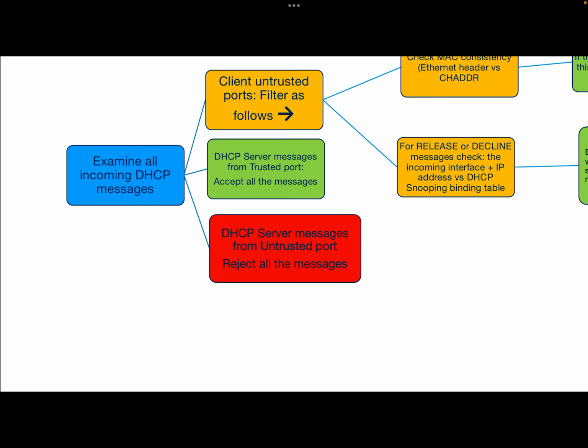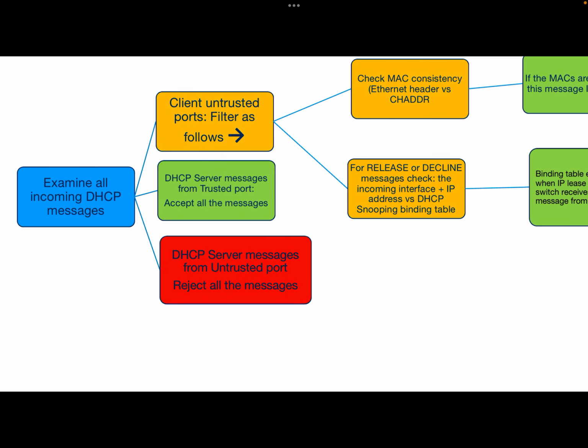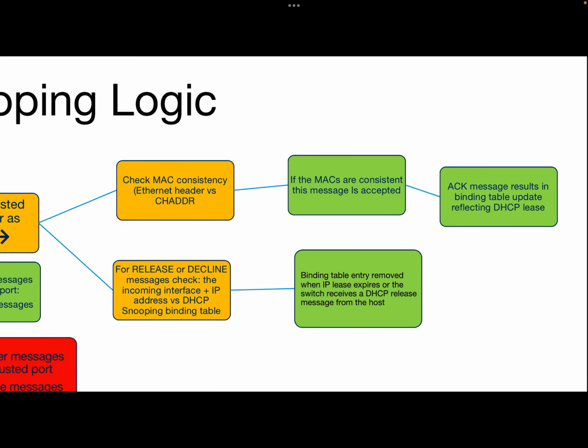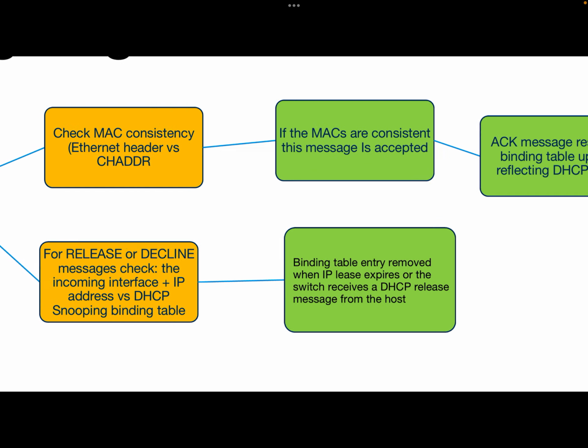Now, that's what happens on the DHCP snooping enabled switch. The binding table is just the database that contains the IP address and the MAC address of the clients, to be able to do checking.